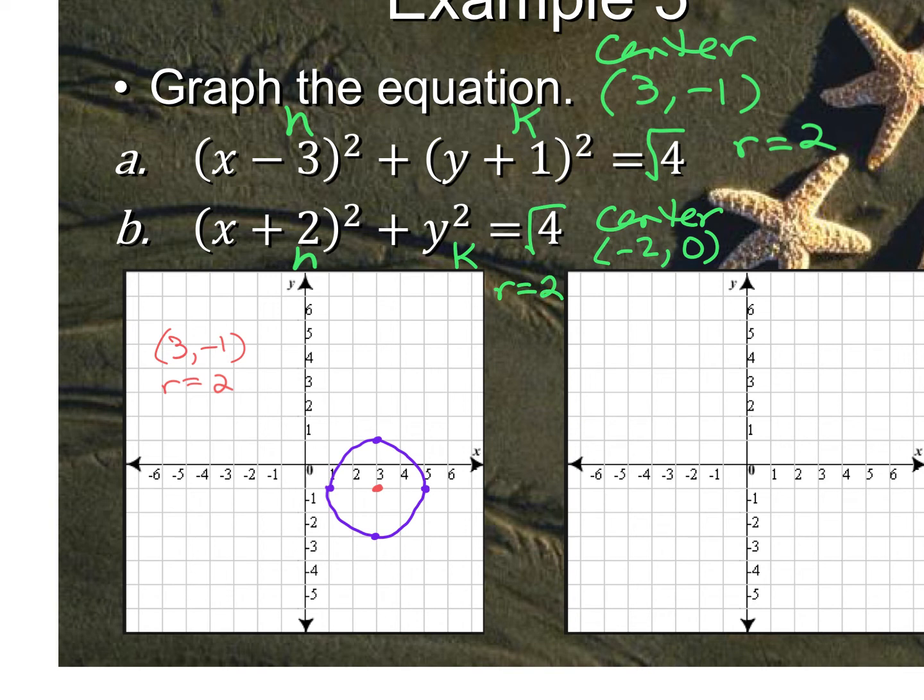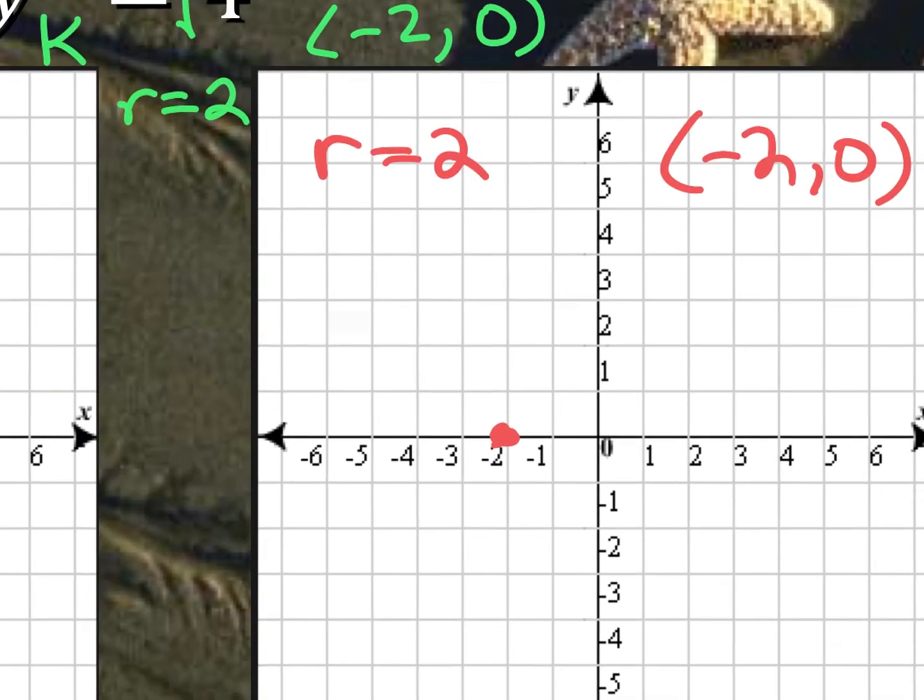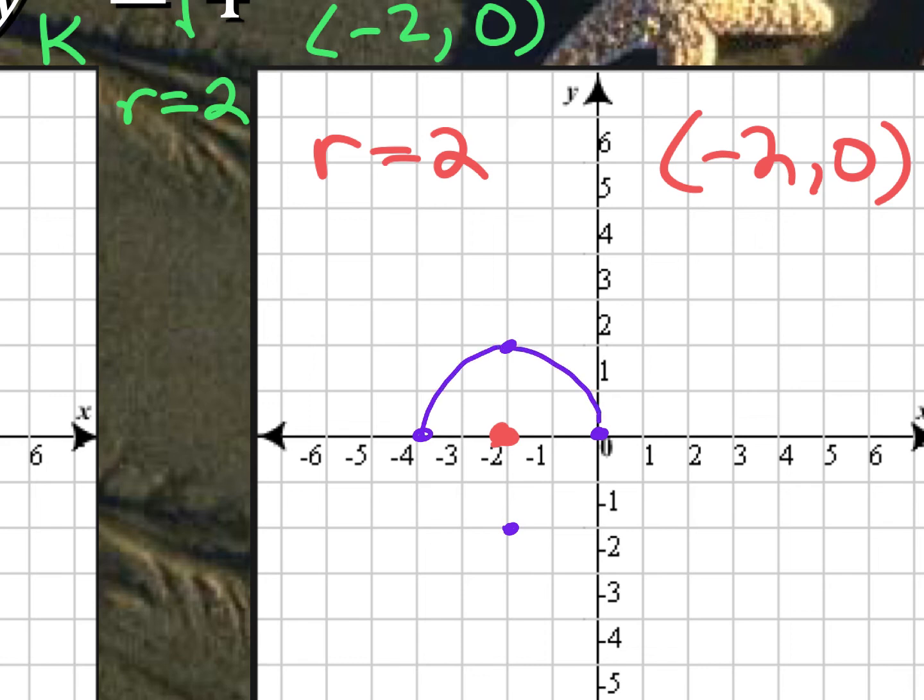So the center I'm graphing is going to be the ordered pair -2, 0, which is going to be located right here. From that center, draw in your radii. Again, 2 to the left, 2 to the right, 2 up above, 2 below. And again, connect them and draw in your circle.